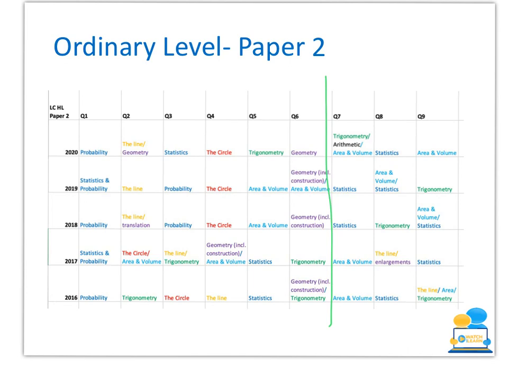Probability and statistics again features heavily on paper 2. So you can see last year it came up 3 times, the year before 4 times, the year before 4 times, the year before that 3 times, and the year before that 3 times. So a really strong question to be preparing for, in my opinion.